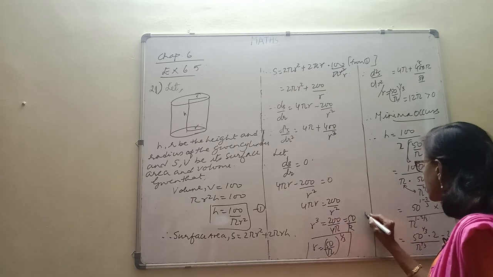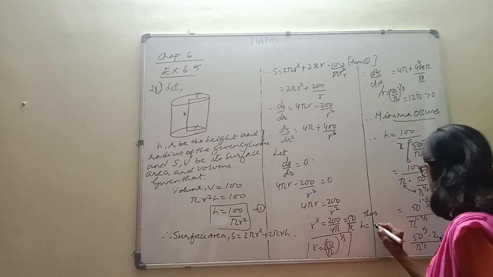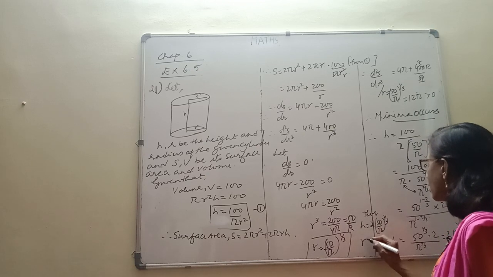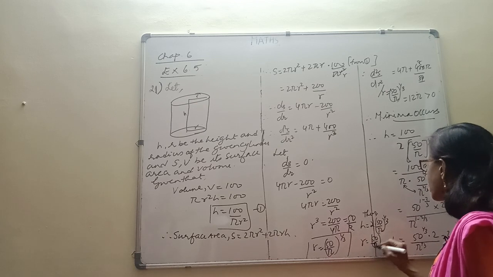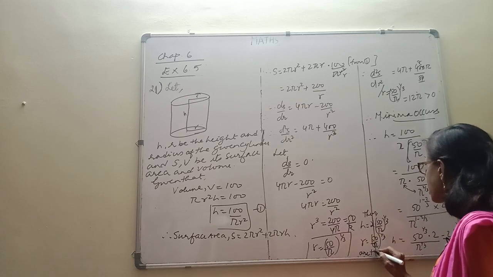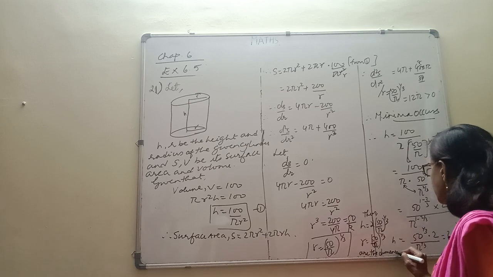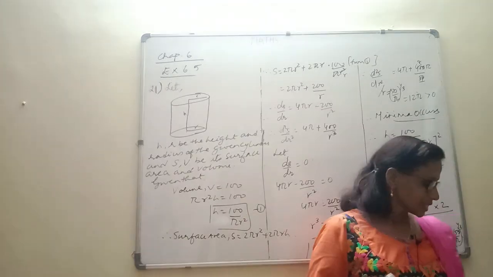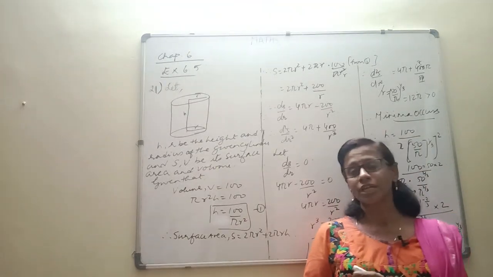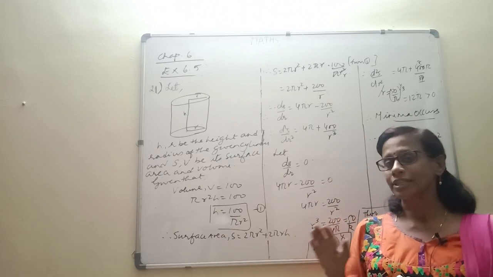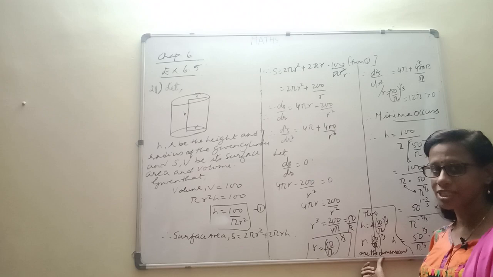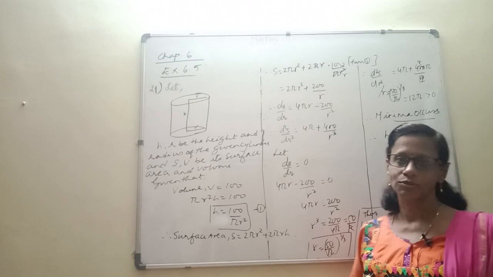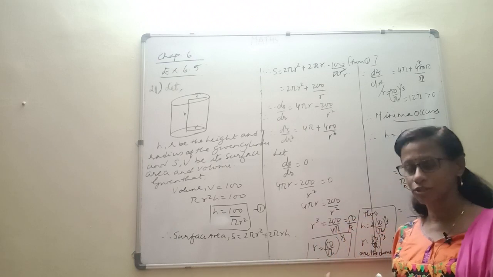How do I conclude? Thus, h is 2 times 50 over pi raised to 1 over 3 and r is 50 over pi raised to 1 over 3 are the dimensions. That's all about this. They have not asked us to prove anything. They have only asked us to show that it is a minimum and then find the dimensions, which we have done. Technically, if you see, h is equal to 2r. They can ask you to show that h is the diameter. We can show that because you have got it there.